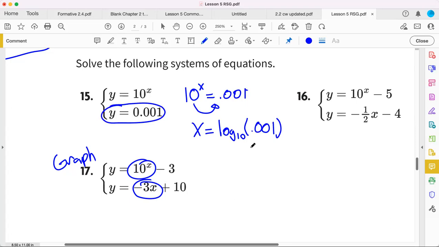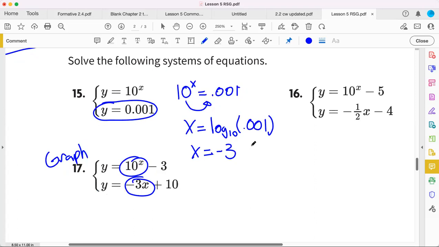And if your calculator was on hand and you wanted to crunch the numbers, this would say that x is going to be -3. So boom, you got x, you got y, simple enough. 16, I think you're going to have to graph that out. So maybe use Desmos. And I think that's what we'll do in just a second. So sit tight and we'll graph out 16.